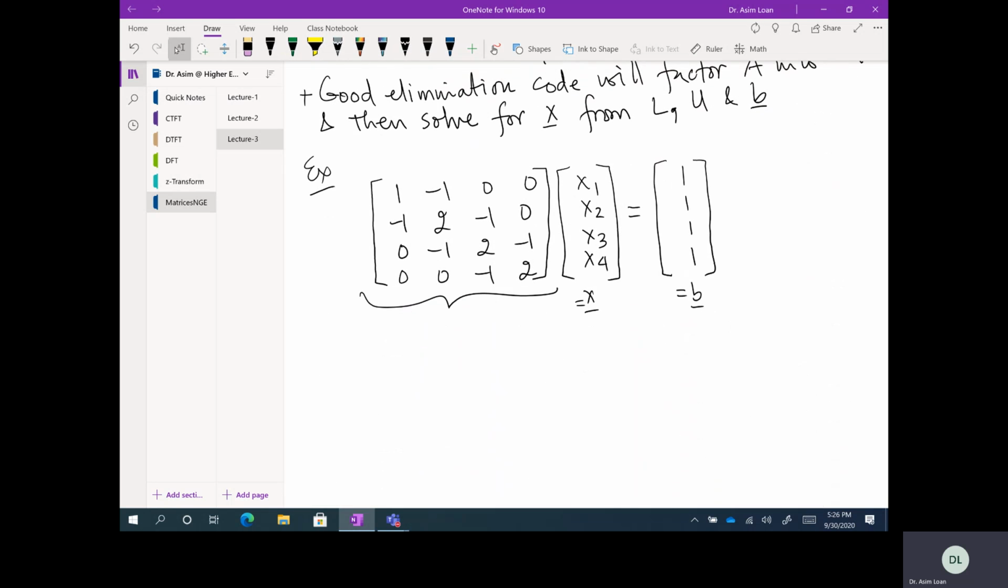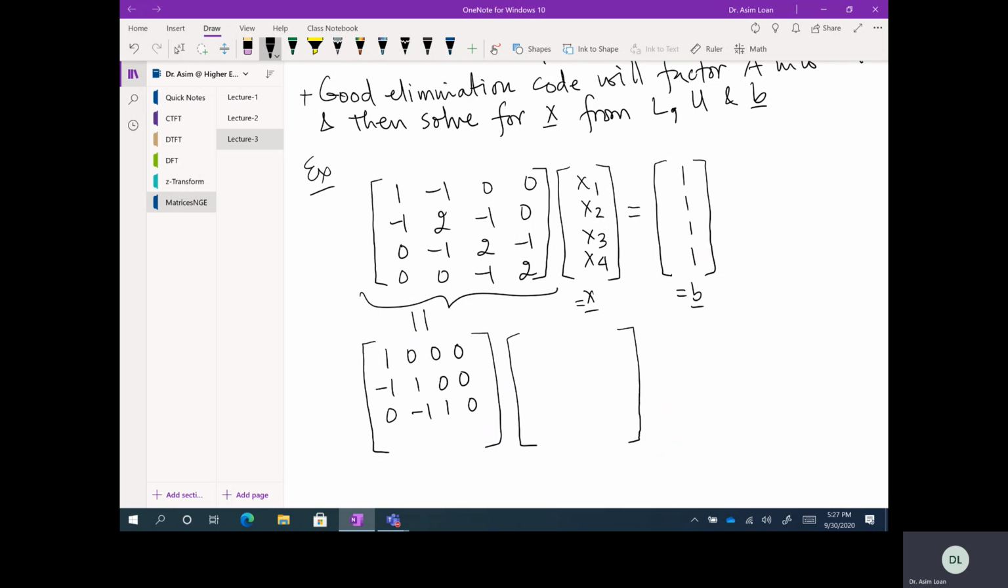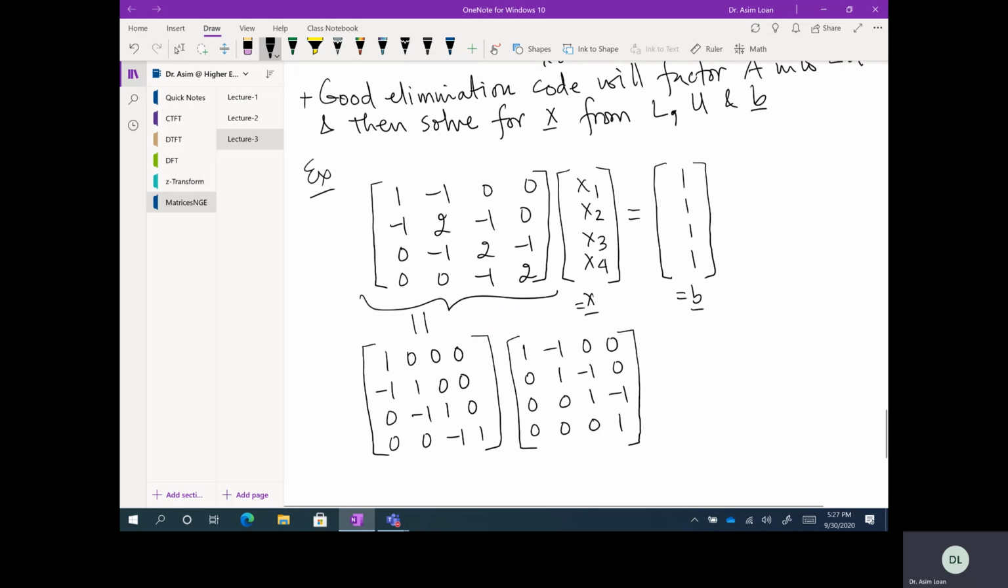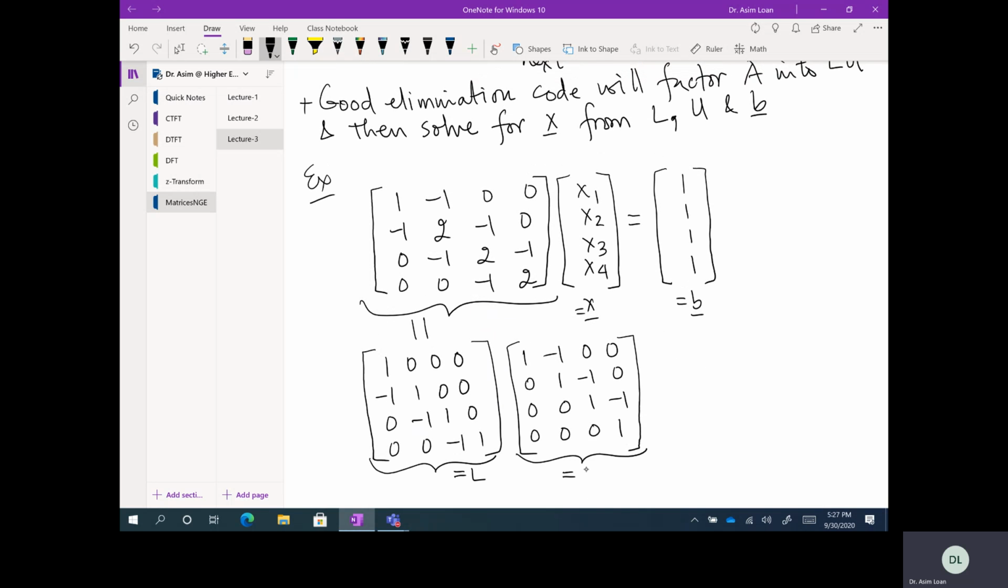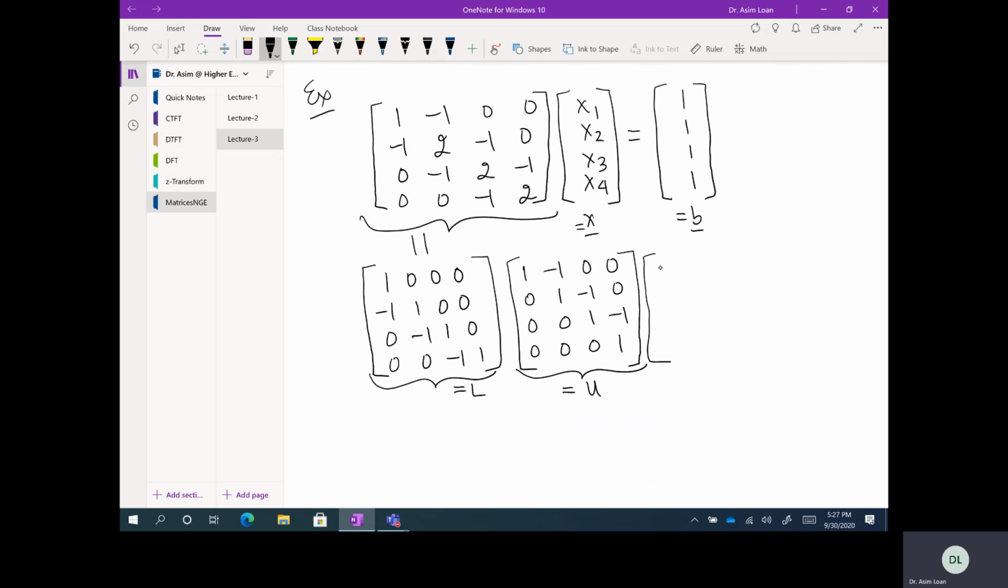So let me write it as LU. L is 1, 0, 0, 0; minus 1, 1, 0, 0; 0, minus 1, 1, 0; 0, 0, minus 1, 1. And U is 1, minus 1, 0, 0; 0, 1, minus 1, 0; 0, 0, 1, minus 1; 0, 0, 0, 1. So this is L, this is U, multiplied by x1, x2, x3, x4, equals 1, 1, 1, 1.